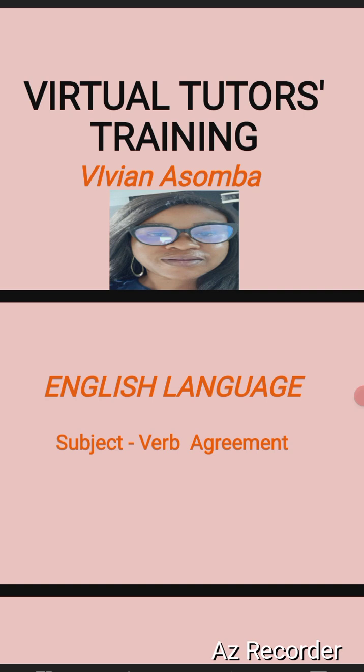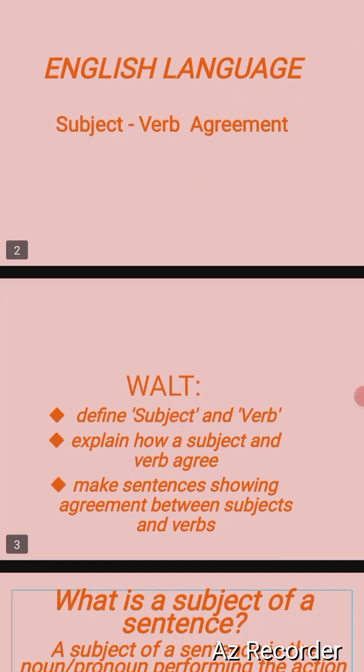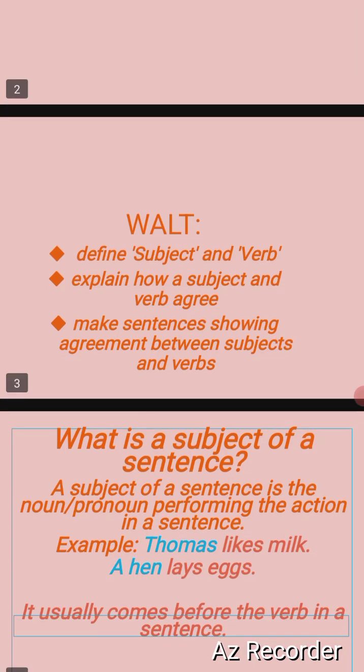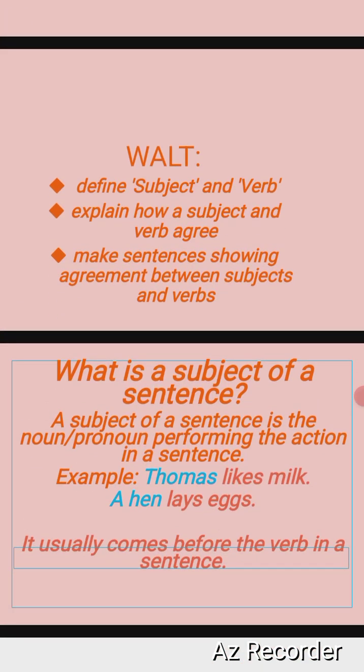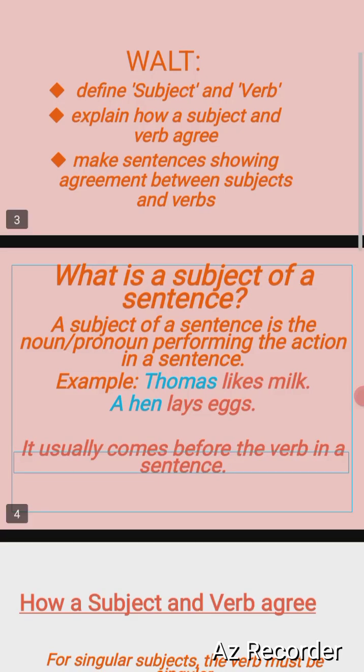I'll be your English language tutor, and for today, I'll be having for a topic subject verb agreement. Subject verb agreement means the agreement between a subject and a verb. Now, what is the objective of this lesson? What do we want to achieve?